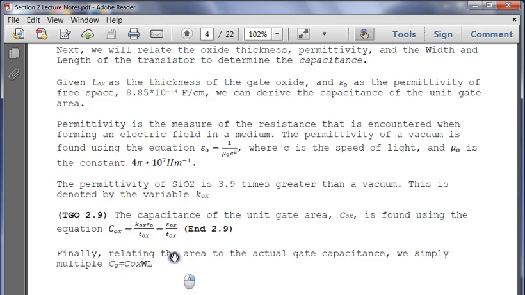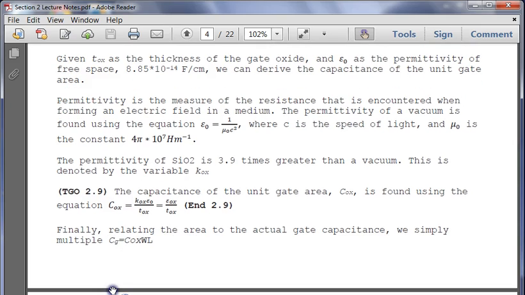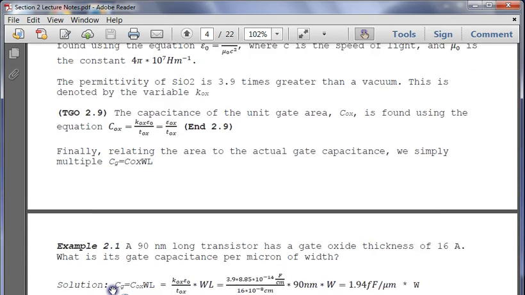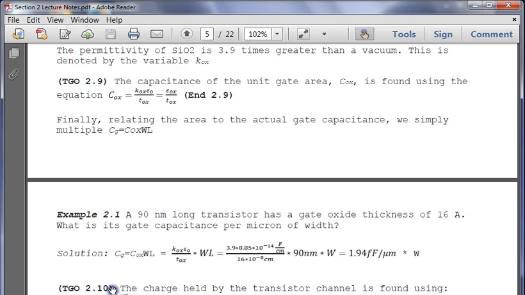So now we actually have our actual gate capacitance. We scroll down here, we can start. We have our 90 nanometer long transistor, has a gate oxide thickness of 16 angstroms. What is the gate capacitance per micron of width?